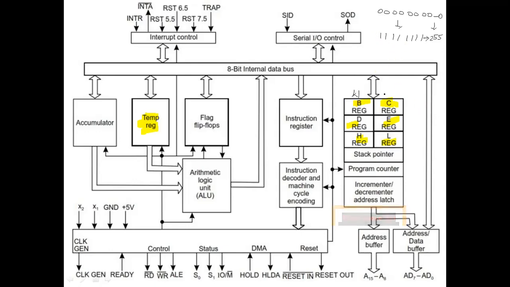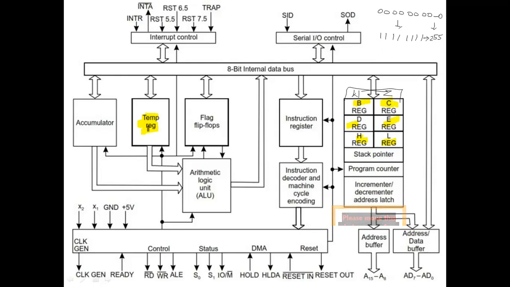Next is the W and Z register, which is not mentioned in this diagram. So you have the temporary registers W and Z. These temporary 8-bit registers are used to hold data during the execution of certain instructions. These registers cannot be accessed by the programmer and they are used internally only by the processor.